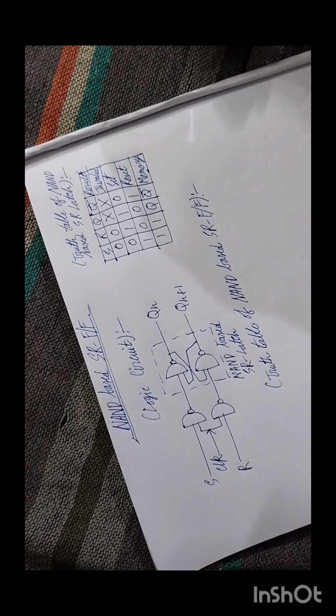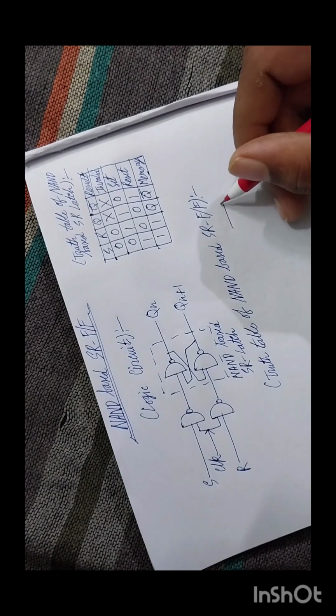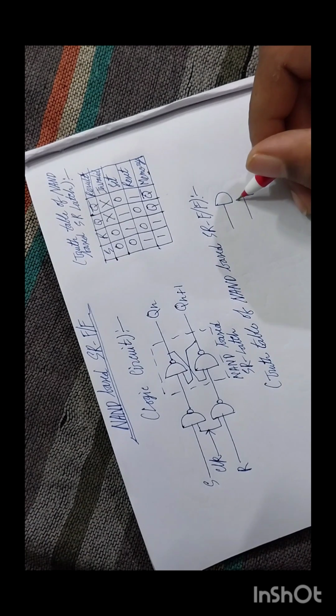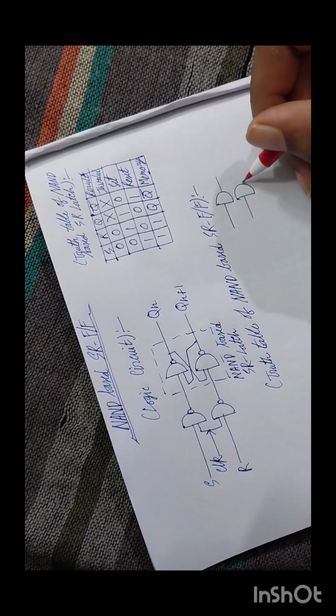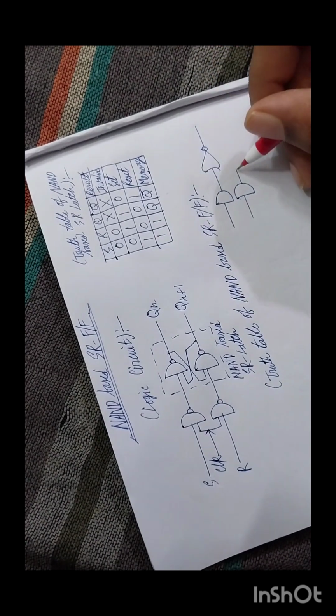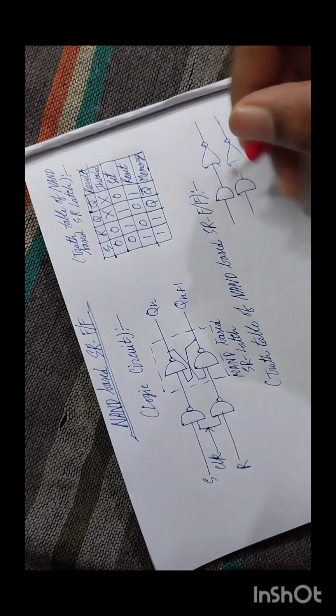One more thing, if you want to use NOR gate here, you can use NOR gate instead of NAND gate. You just have to draw the circuit like this. There should be two AND gates first, then you can use two NOR gates or NOR based SR latch here.